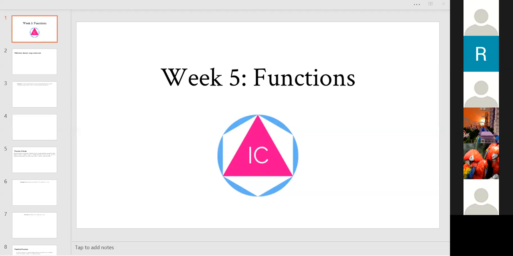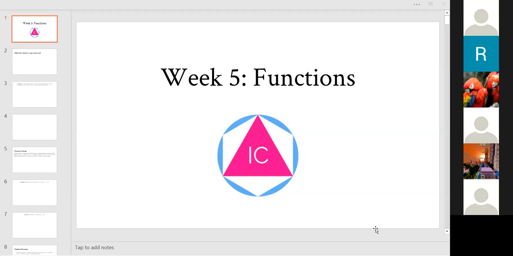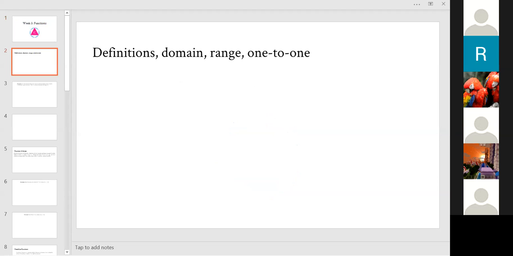Hi everyone, we're going to be doing functions in today's meeting. So first we'll start with the definition of a function. A function establishes a relationship between two sets, namely the domain and the range, mapping every element of the domain to exactly one element in the range.